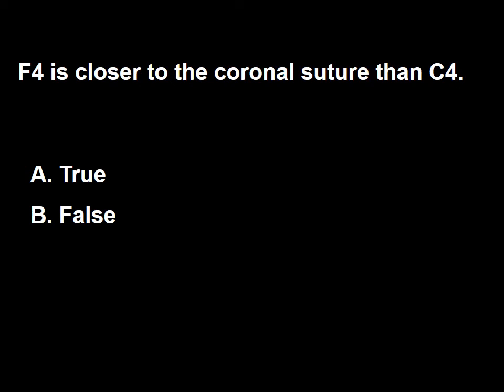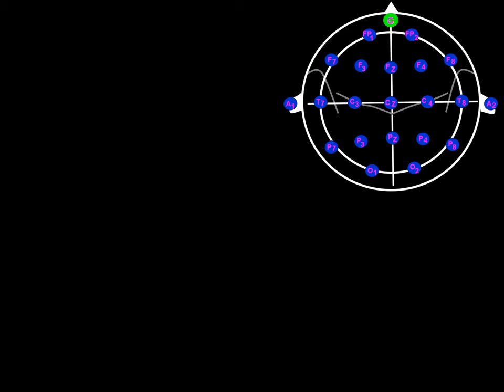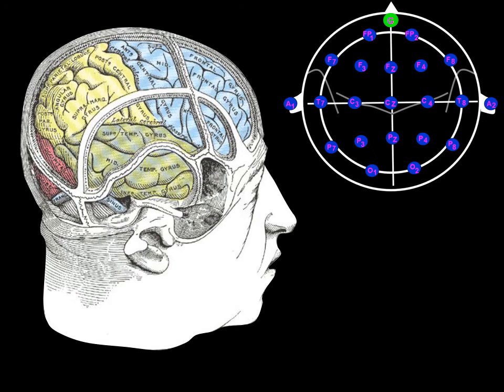The next question is, F4 is closer to the coronal suture than C4. A, true. B, false. By now, I think that you have a good mental picture of this figure. It depicts the placement of surface EEG electrodes using the 10-20 system. I placed this new figure in this frame because it gives you a good perspective of the cerebral structures in relation to the sutures.